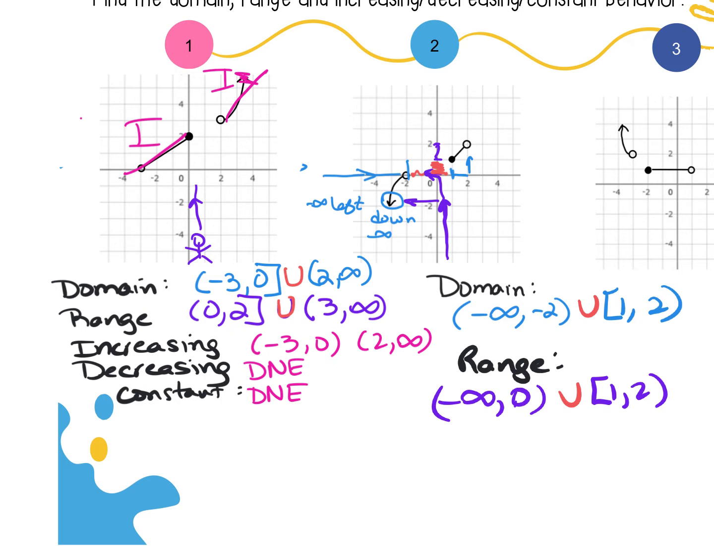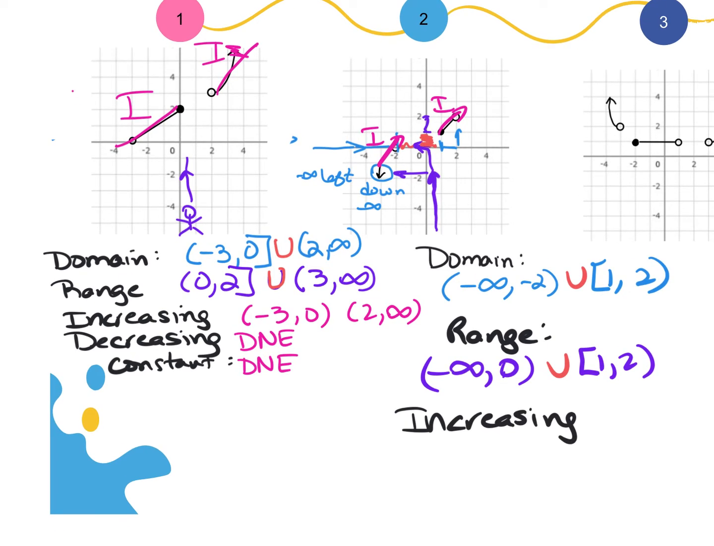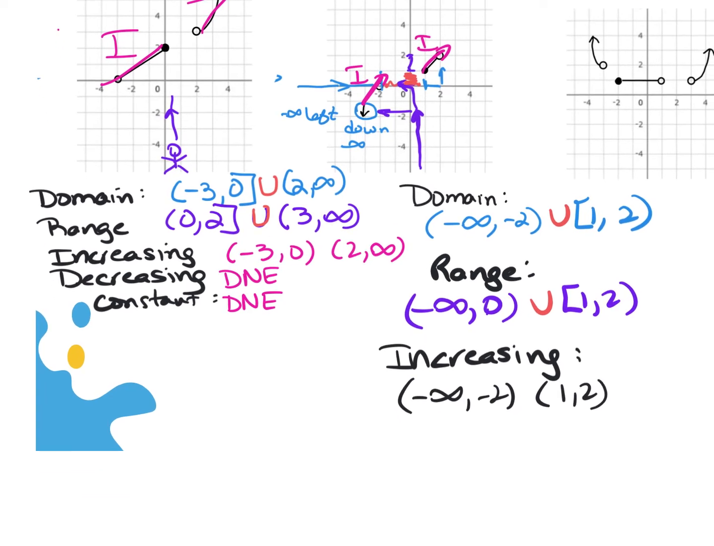And now both of these are increasing. So they're both rising from left to right. So they're both increasing intervals. So increasing, and again, I'm just going to go ahead and rewrite my domain. It's negative infinity to -2, and then 1, 2, all parentheses. Both the decreasing and the constant are DNE, does not exist.